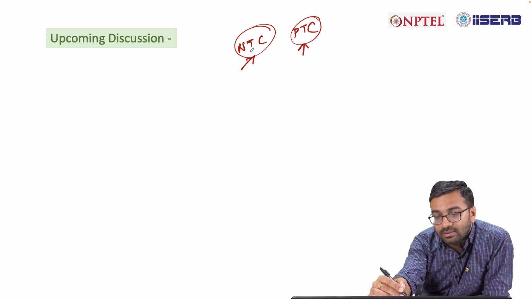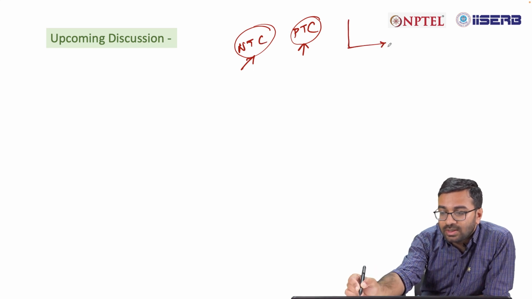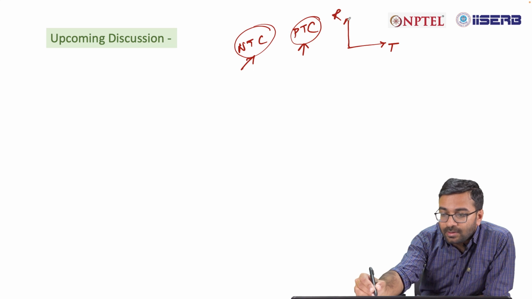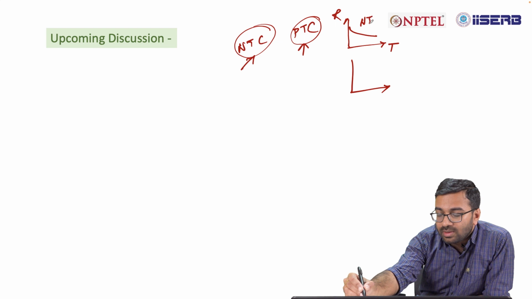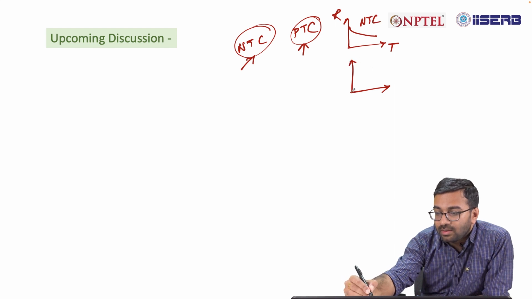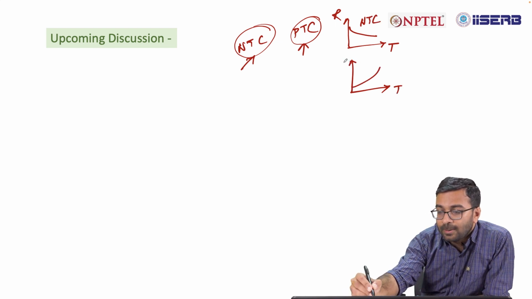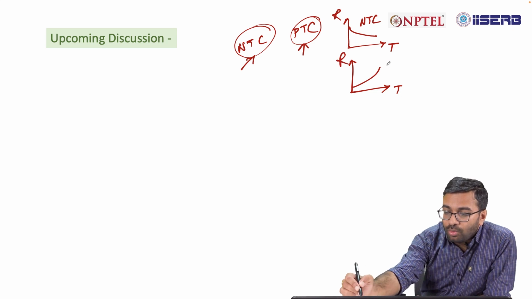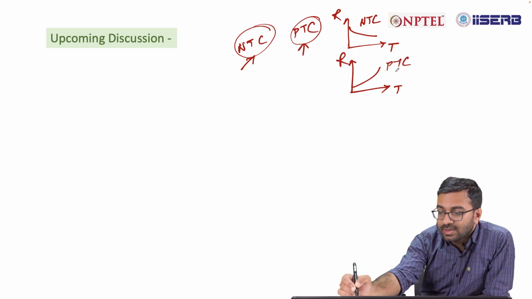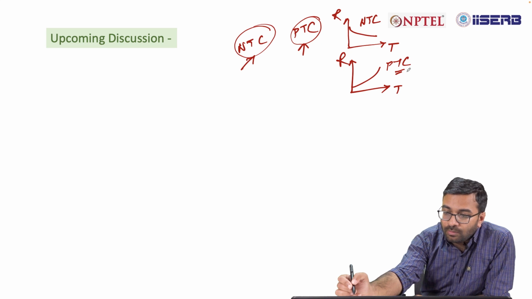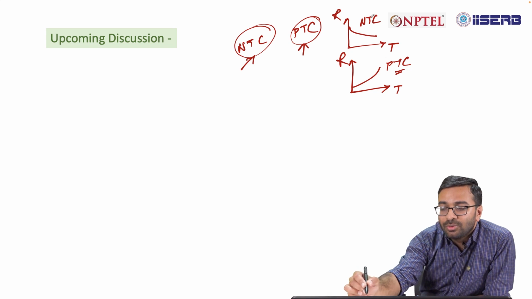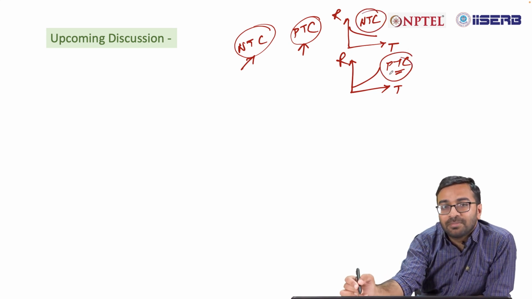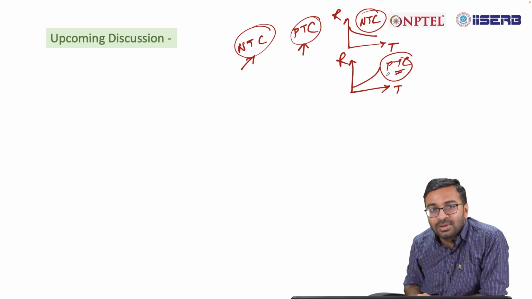An NTC sensor is a sensor having a negative temperature coefficient. That means the response of the sensor decreases with temperature. PTC is the sensor where the response increases with temperature. Now, if you have both NTC and PTC sensors with you, on what basis will you decide for a particular application whether we should use NTC or PTC? So you may think about this.